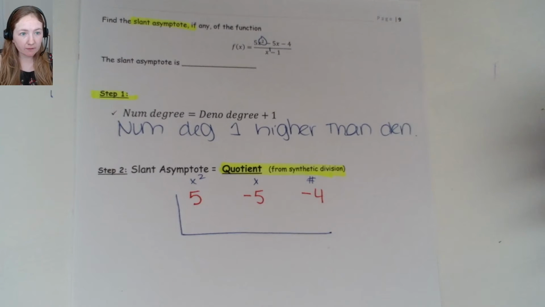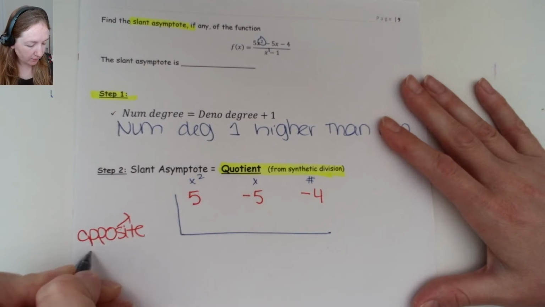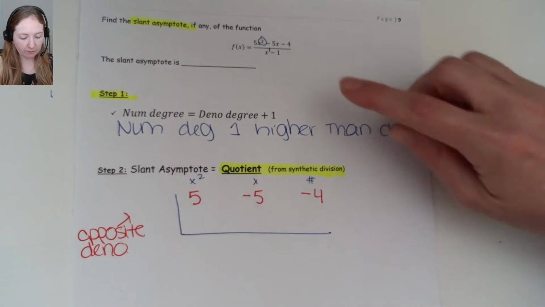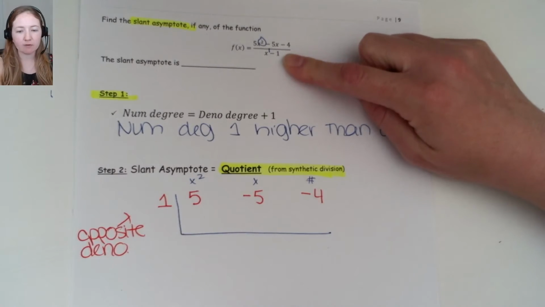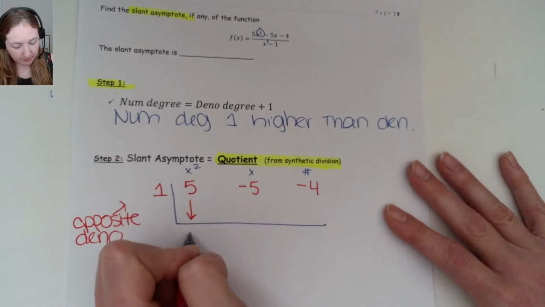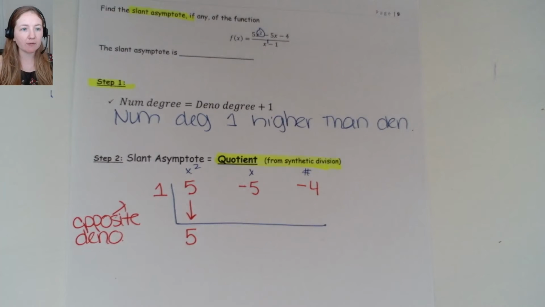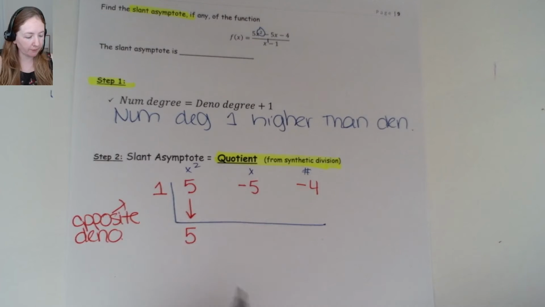To the left of the L, I write the opposite sign of the denominator. So in the denominator, I have an x minus 1, so I will have a positive 1. And then I go through synthetic division by first bringing down the 5. You'll notice nothing goes in that second spot, in that second row. You just bring the 5 straight down.